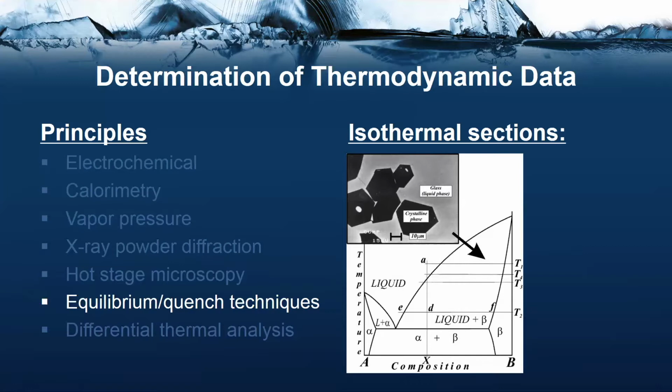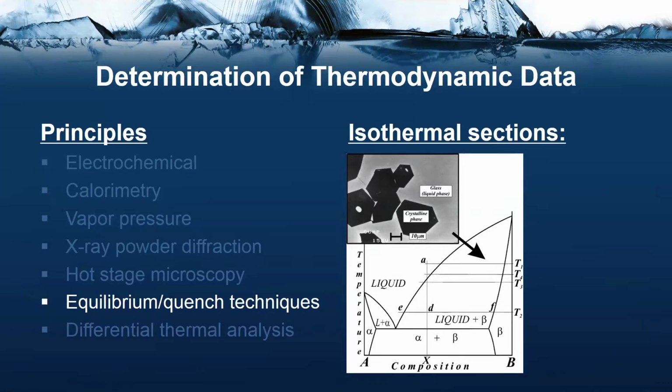If we conduct multiple samples at different isothermal sections, for example T1, T4, T3, and T2, then you can imagine that we can determine these boundaries between the single-phase and the two-phase regions. This technique is suitable to study solid-state equilibria and to find the liquidus temperature of high viscosity liquids.